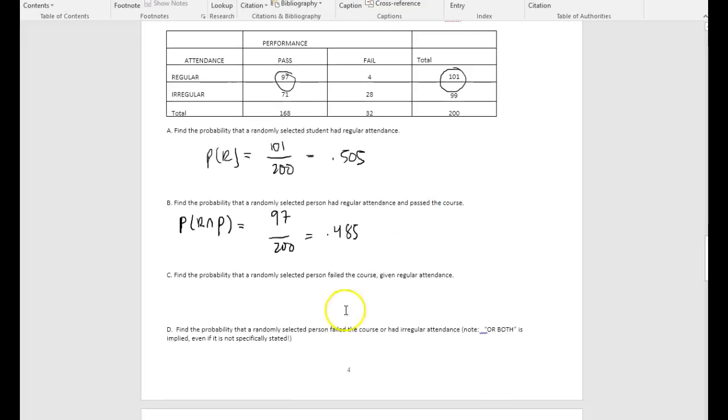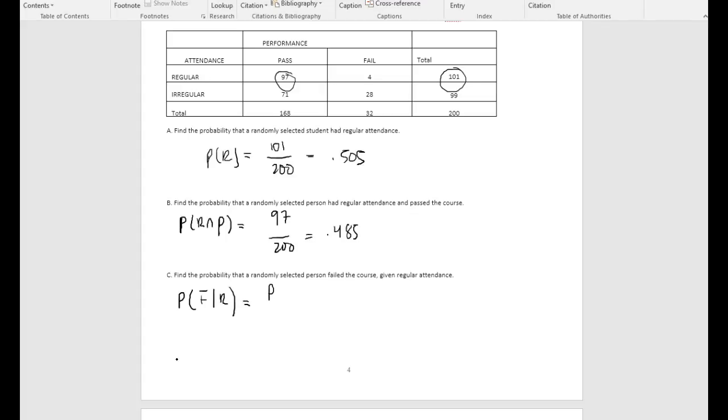Find the probability that a randomly selected person failed the course given regular attendance. So probability of failed given regular attendance. We use our conditional form: probability of failed and regular, divided by the probability of regular.